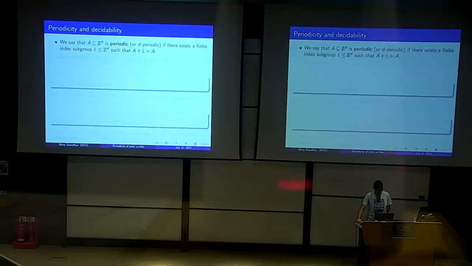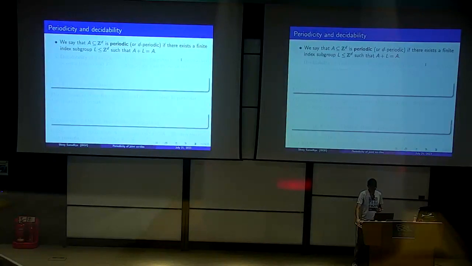We say that a subset A of Z^d is periodic if we can find a finite index subgroup L such that we add L to A and we get A back. So this is what I call periodic. When I say periodic, I mean d-periodic. If I have to specify d minus 1 periodicity, I will say d minus 1 periodic.